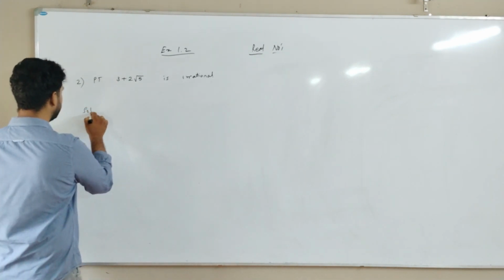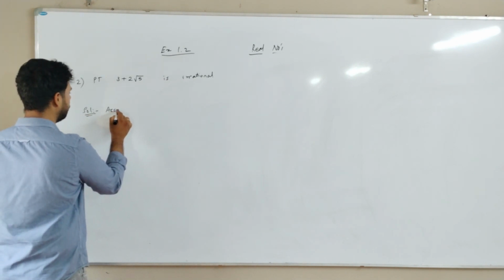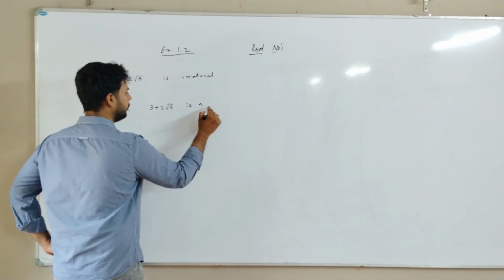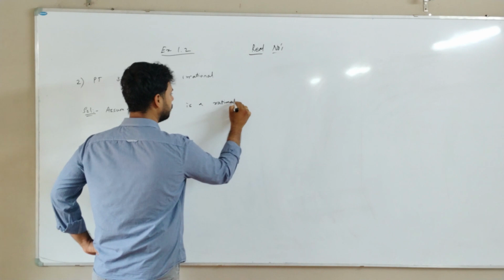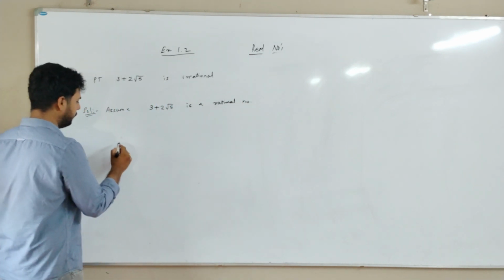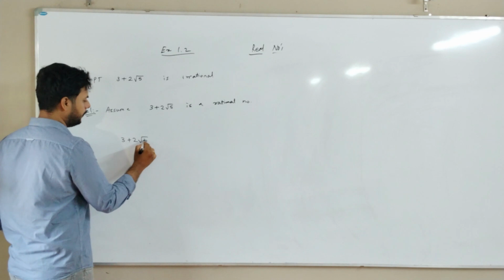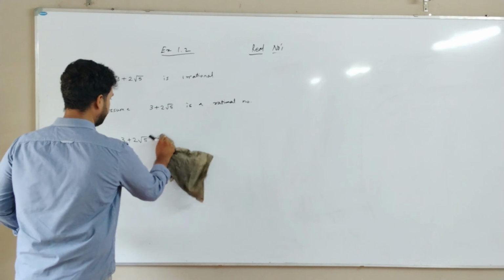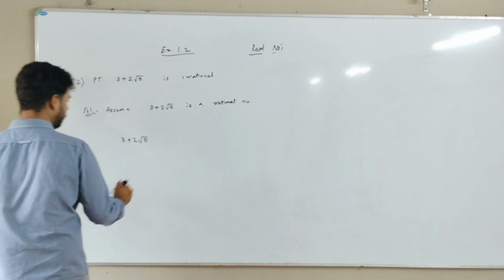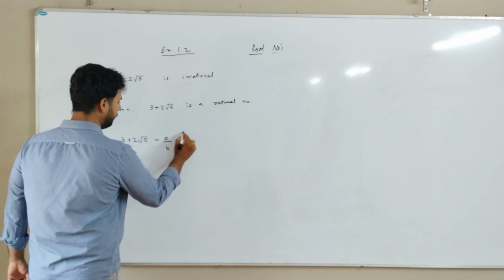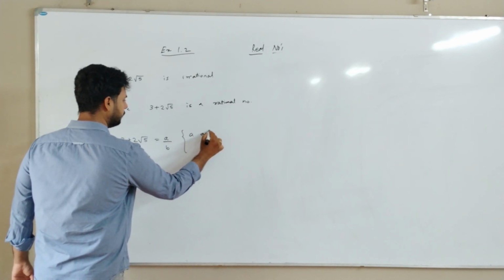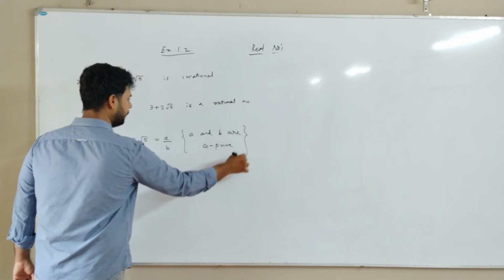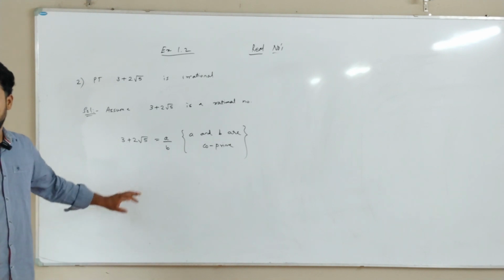I will consider first, assume, that 3 plus 2 root 5 is a rational number. Okay, we'll assume it is a rational number. Therefore, 3 plus 2 root 5 will be equal to A by B. Same story. A by B, where A and B are co-prime.